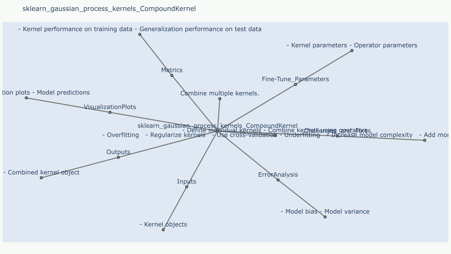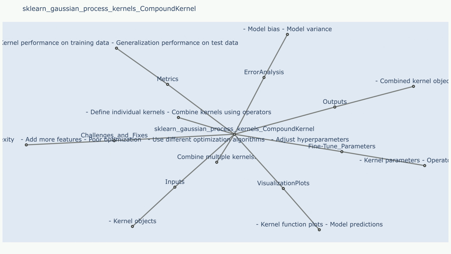Fixes to Challenge 1. Use cross-validation. Divide the data into multiple folds and train the model on different combinations of these folds. This helps to prevent overfitting by evaluating the model's performance on unseen data. Regularization. Apply regularization techniques, such as L1 or L2 regularization, to penalize large model parameters, which helps to prevent overfitting. Simplify the kernel. Reduce the complexity of the compound kernel by using fewer kernel components or simpler kernel types.